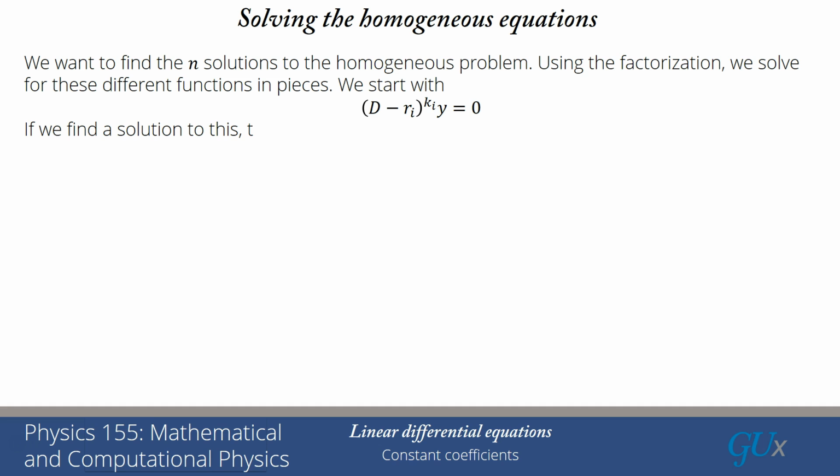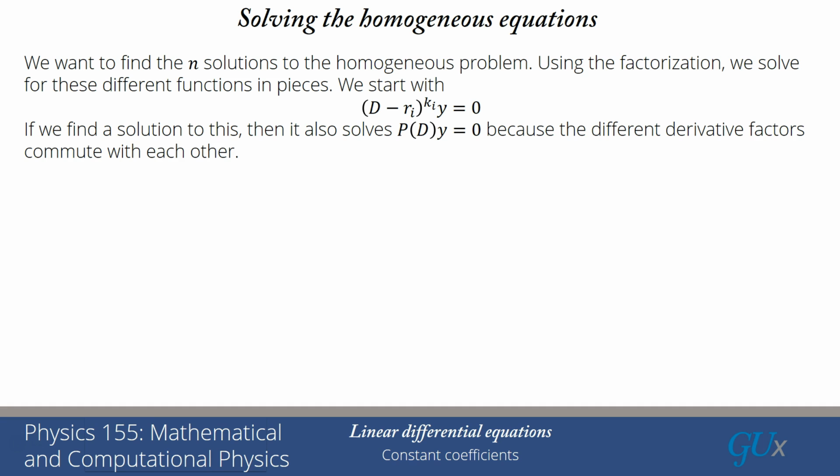And so how do we find a solution to this? Well, we're going to do what is effectively an integrating factor. But I first want to note that if I find a solution to that equation, it will also solve p of D acting on y equals 0, because the different derivative factors all commute with each other. And that's because the r's are all numbers. None of those are functions of t, and so the derivative goes right through them, and the derivative, of course, commutes with itself. Because of that, everything works out perfectly fine, and we can tear apart the large polynomial in terms of its factors, solve the equation for each of the factors, and then put it all together.